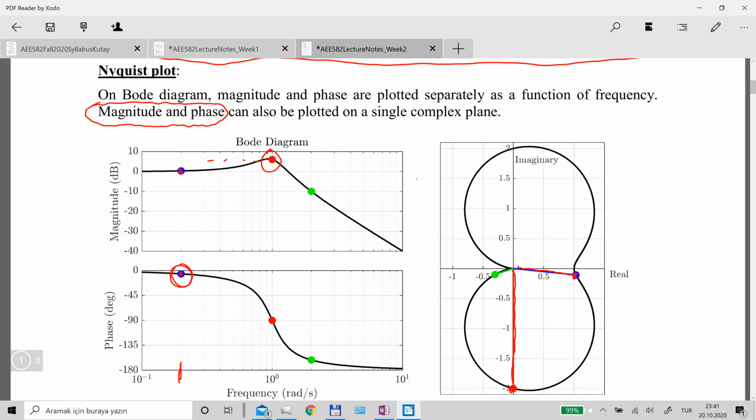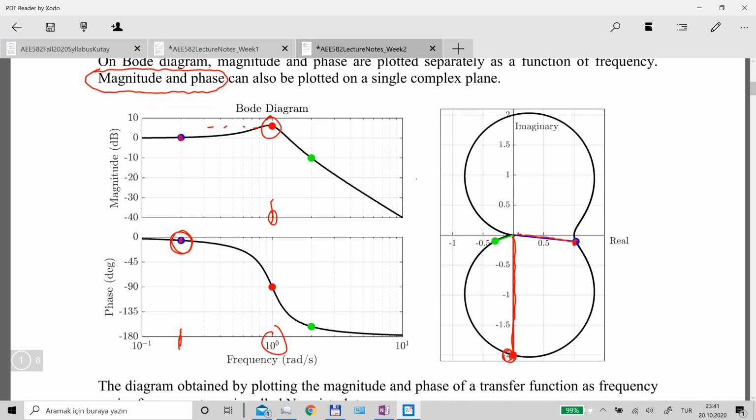So this point corresponds to this frequency value, which is 1 radian per second. So on the Nyquist plot, every point corresponds to a point on the Bode diagram and has a certain frequency. For this particular system, when you go through all this frequency range, this is what you obtain. And the upper part is symmetric of that, and that is for negative frequencies.